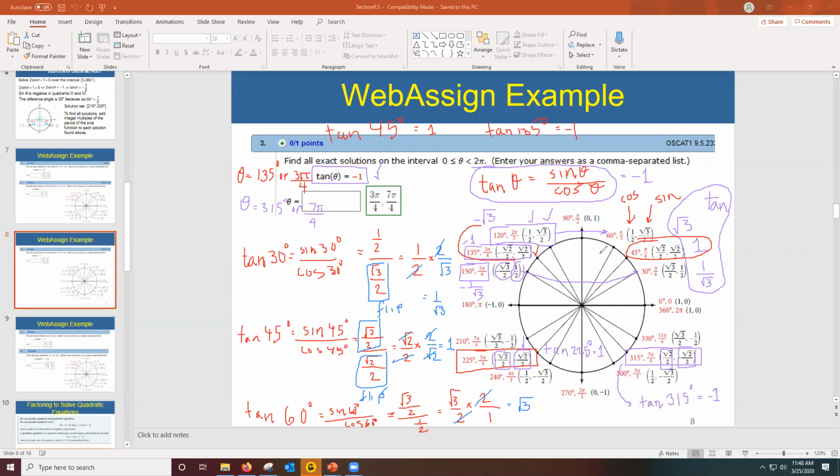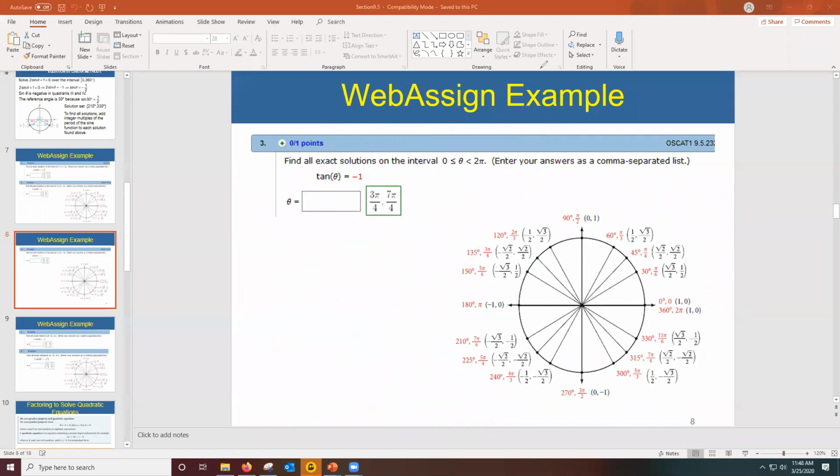Folks, this is a little messy here, I think. Let me clear everything and I'm going to recap. All right. Here's the question they asked me. Solve tan theta equal -1. So I need the angles where the tangent equals -1. The problem is the unit circle isn't showing me tangent. But as I just demonstrated, you can figure out the tangent yourself for each one of these angles by just taking the sine of that angle divided by the cosine of that angle.